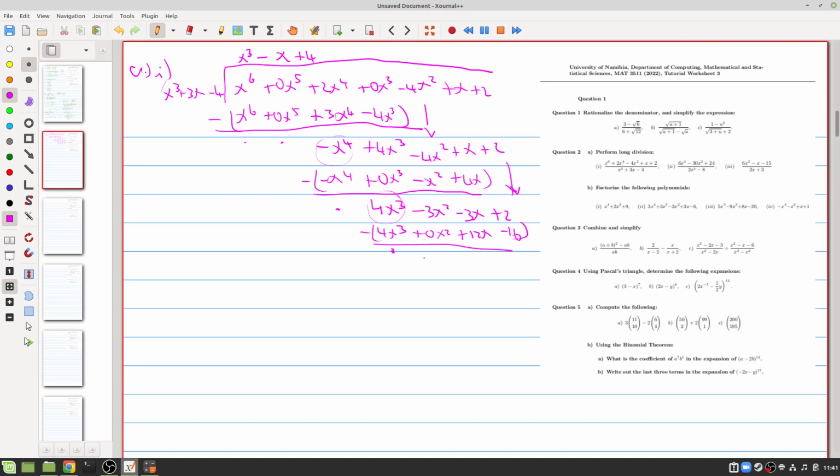Then negative 3 minus nothing is negative 3x squared. Negative 3x minus 12x is negative 15x. And then 2 minus minus 16 is 18. Okay, now we can't divide any further because we see this exponent here is smaller than this exponent here. So we're done. This is our remainder. Okay, that is our first question done.